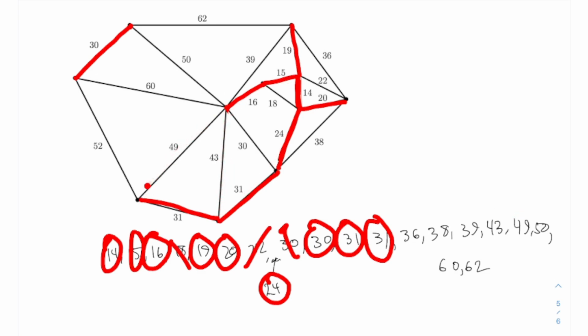49 also makes a loop. 50 is here. That one is allowed. And I think now I'm done. All right? You're done when your tree actually touches every vertex of the graph.